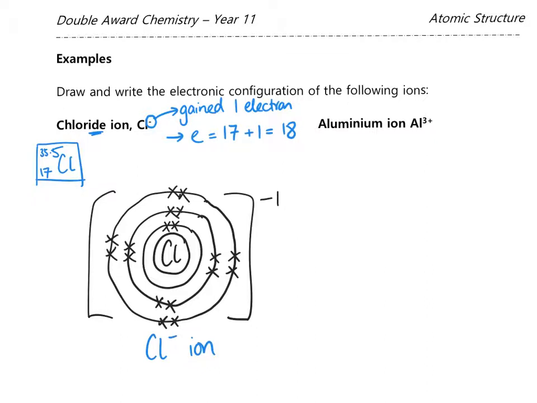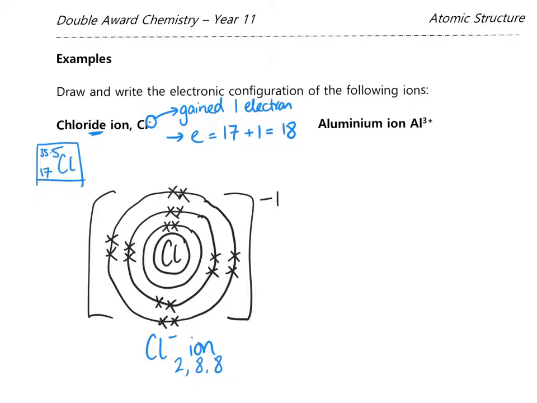Remember, in the formula we don't need to include any 1s, so we don't write Cl-1, it's just Cl-, and the configuration is 2,8,8. Let's look at one more example, and then over to you to do some practice.